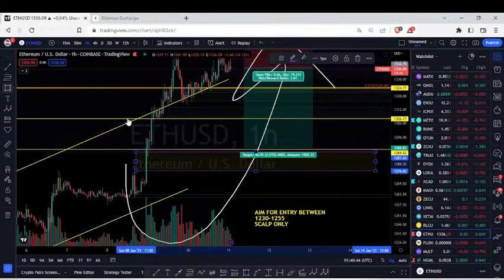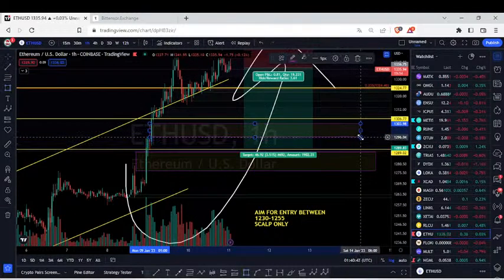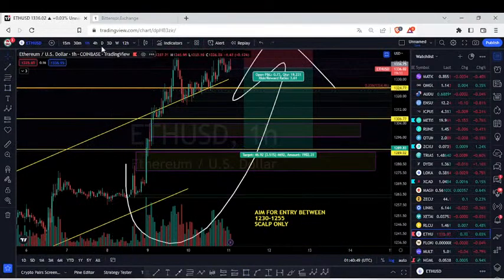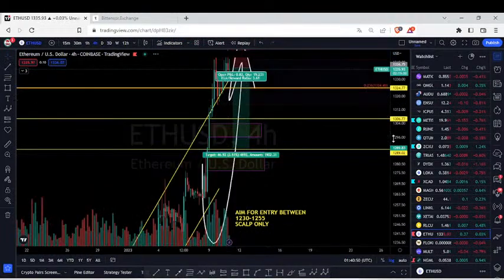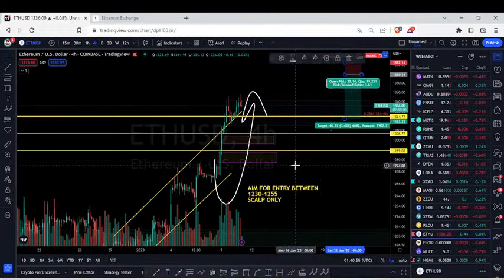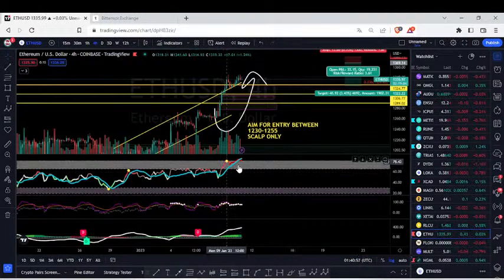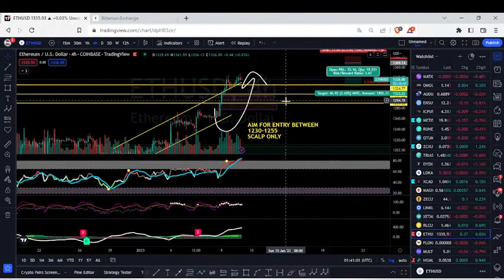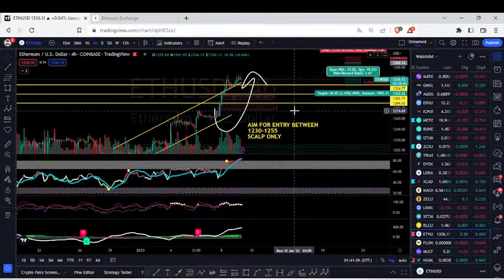The massive candles. It will fill the gap. Don't know when, but it will definitely fill the gap. Okay, 4 hours, bearish div. No, not yet. Yeah, 1280s does seem like a good trade for Ethereum.